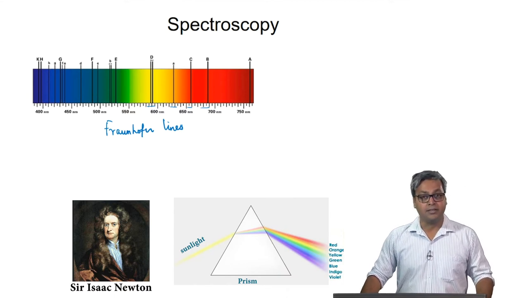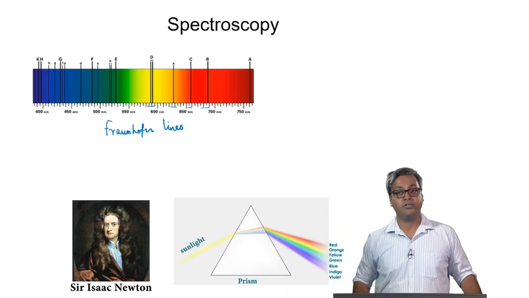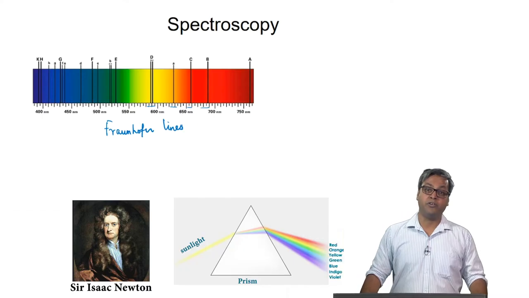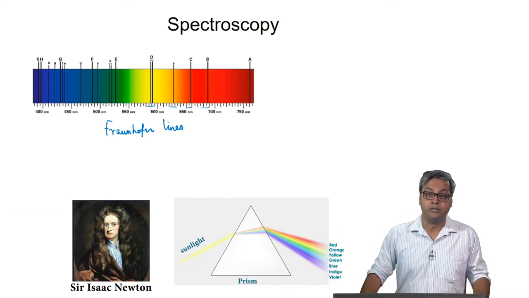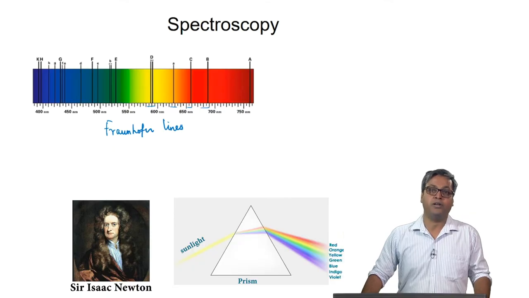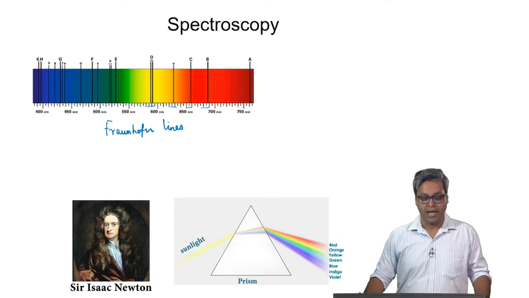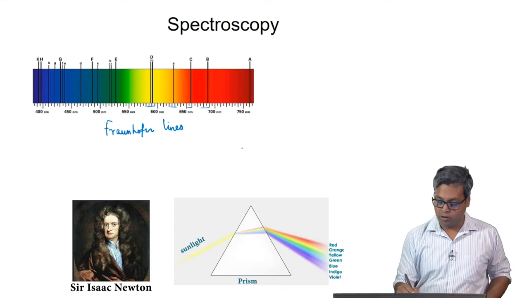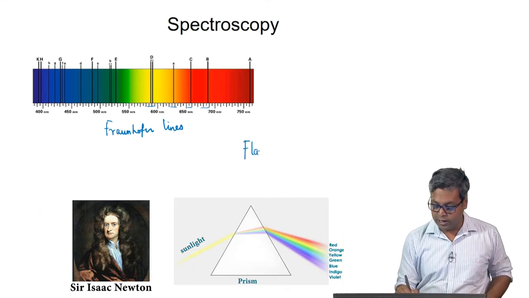To understand these dark lines, let us focus on another interesting experiment. This might be the first spectroscopic experiment that you have already performed, knowingly or unknowingly, in the laboratory. And that experiment is called the flame test.